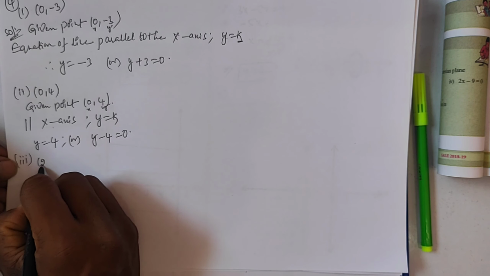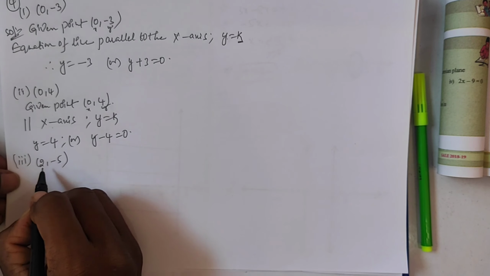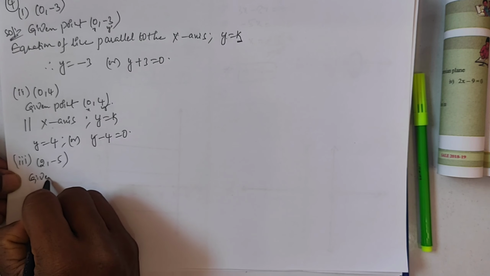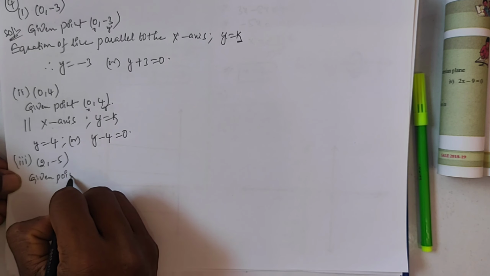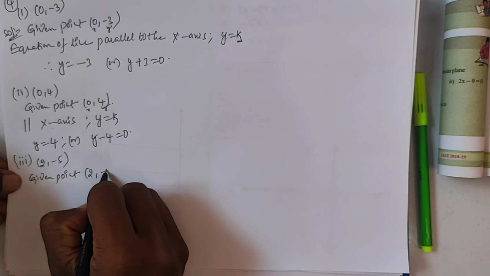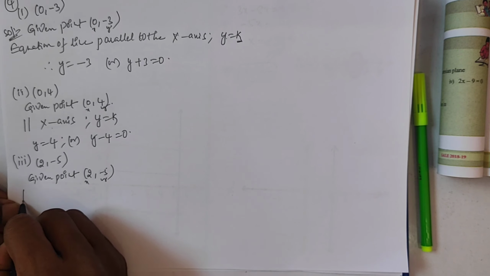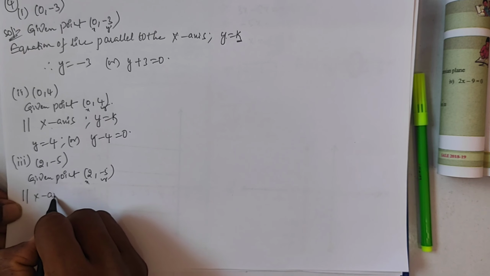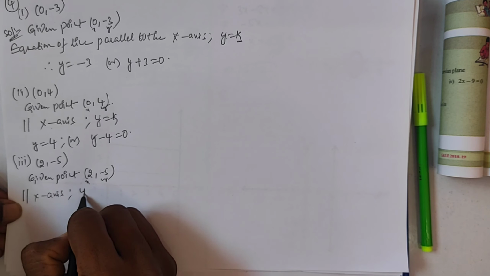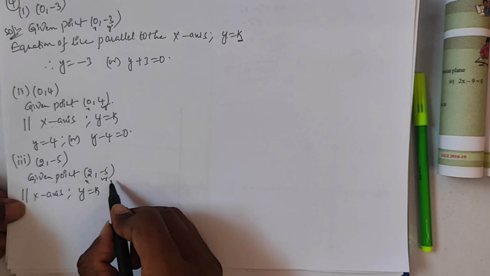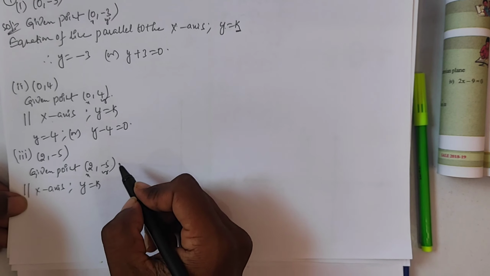Next, third one: (2, minus 5). Again the given point is (2, minus 5), with x coordinate and y coordinate. And according to the question, parallel to the x-axis, what is the equation? y equals constant. What is the constant here? Minus 5.